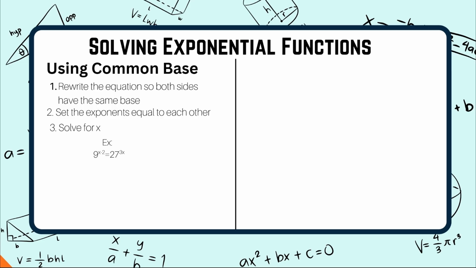Here we have this exponential equation. Since 9 and 27 can both be written with a base of 3, we can rewrite 9 as 3 squared and 27 as 3 cubed. Then, using the power of a power rule, we can multiply 2 by x minus 2 and 3 by 3x. And now we can set the exponents equal to each other. And then solving for x, that'll give us x is equal to negative 4 over 7.